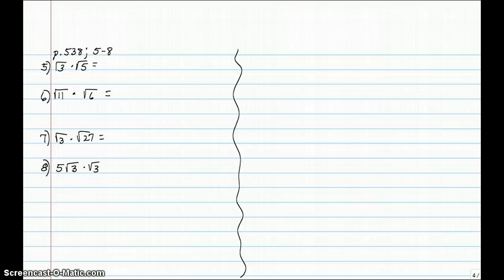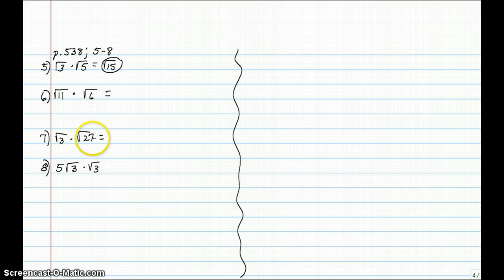Okay, we're going to do number 5 together. Square root of 3 times the square root of 5 equals the square root of 15. There are no perfect squares within the square root of 15, so that is the exact answer in simplest form. Again, we're doing these a little out of order. This is page 538, 5 through 8, but that doesn't matter. It doesn't really matter that they're out of order. Now, you're going to do 6, try it on your own, but let's go ahead and do 7 together first.